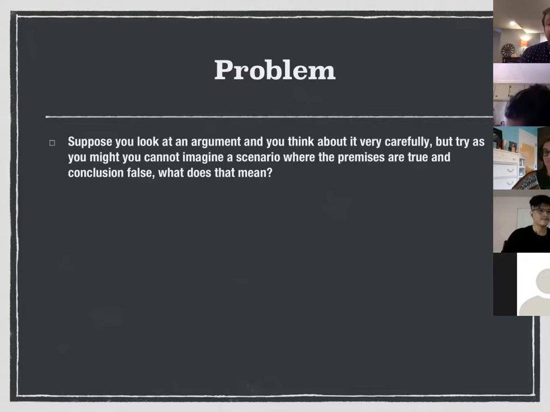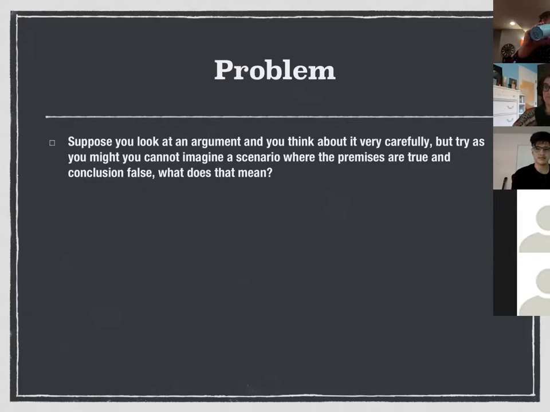All right. So we've talked a little bit about giving counterexamples to arguments, and we know that if we give a counterexample to an argument, the argument is invalid. But we face a certain problem here. Suppose you look at an argument and you think about it very carefully, but try as you might, you cannot imagine a scenario where the premises are true and the conclusion is false. So what does that mean? If you could think of an example where the premises are true and the conclusion is false, you would know that the argument is invalid. But since you can't do that, what does that show? Does that show that the argument is valid? What do people think?